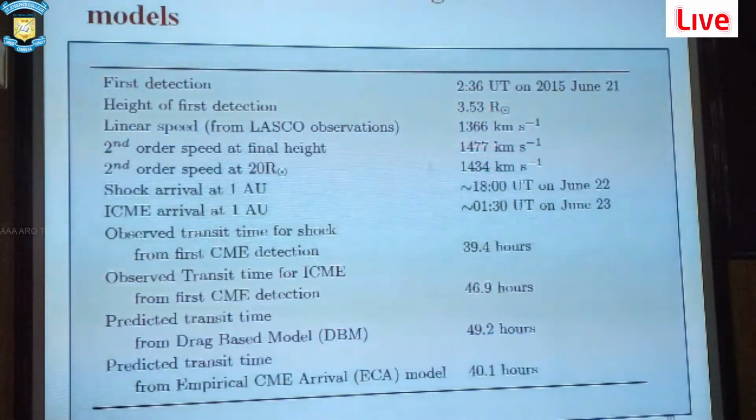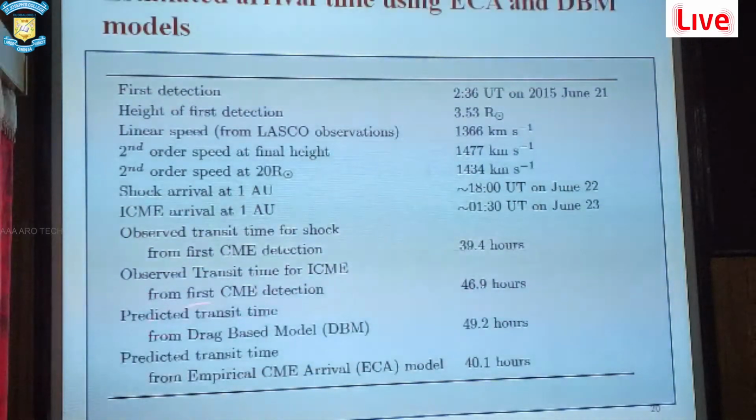You see, this is linear fitting. This is second order fitting. Then this is the exact arrival time. So we need to confirm using that model. We use two models here. One is the empirical shock arrival model, another one is the track test.